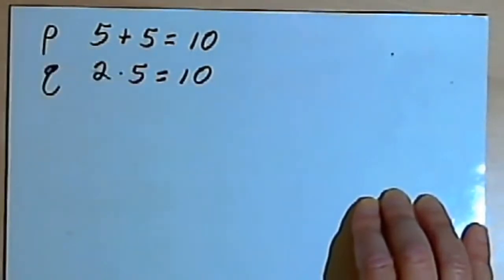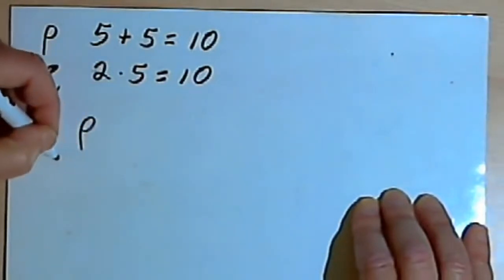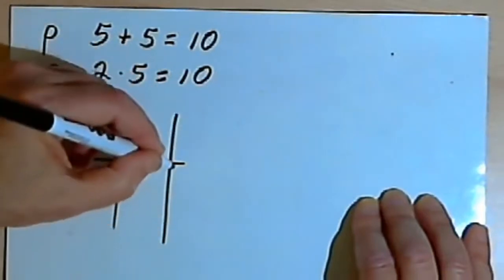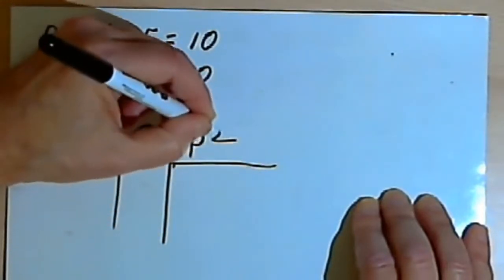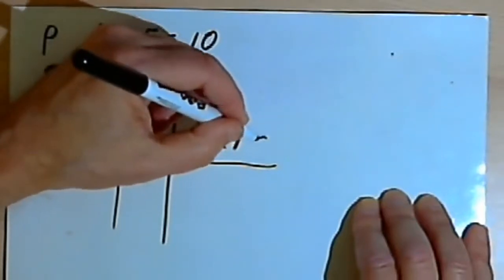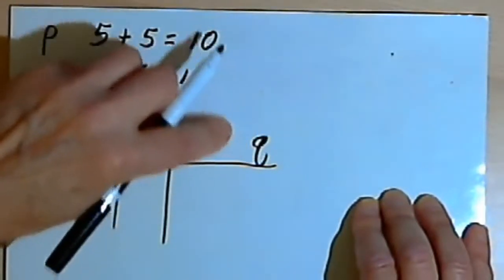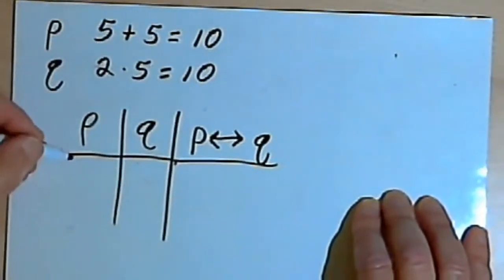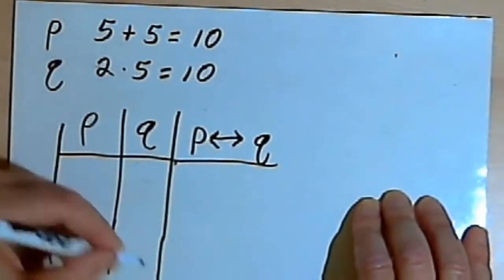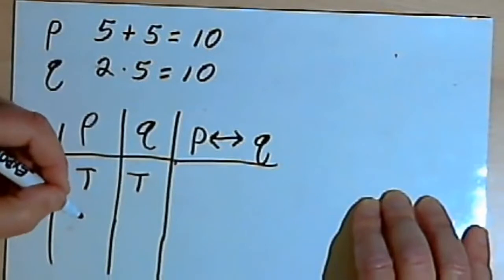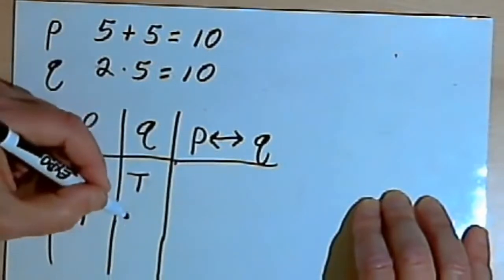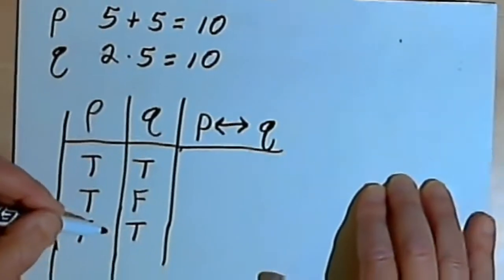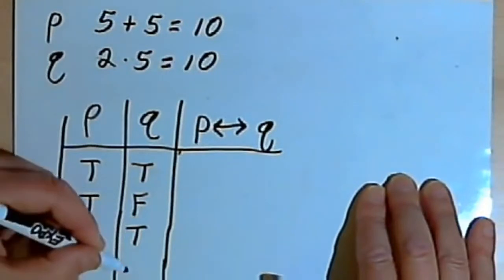So we can erase it. And here's what the truth table looks like. We have the values for P, the values for Q, and the values for P if and only if Q. Once again, P and Q might both be true, or P might be true and Q might be false. P could be false and Q could be true, and the last option would be both false.